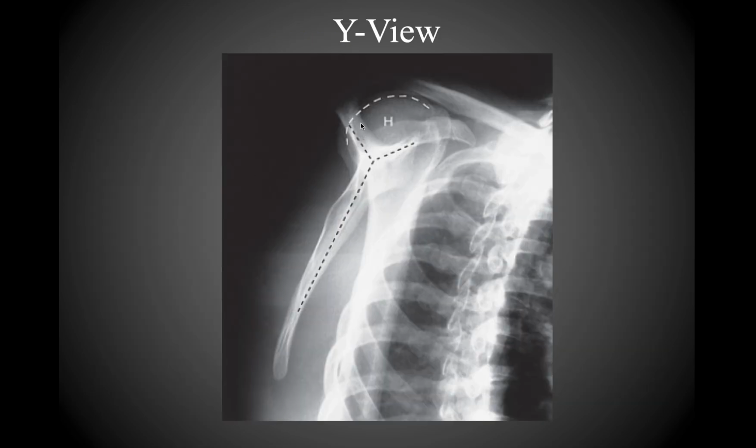So here we have another Y view image where the dotted line shows you the Y of the scapula with the acromion and the coracoid process, and then you can make out the white dotted line here is showing you the head of the humerus.